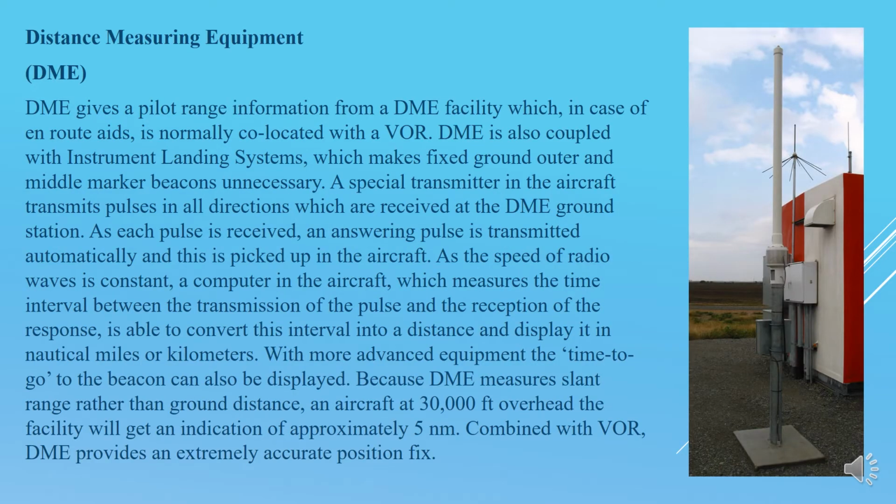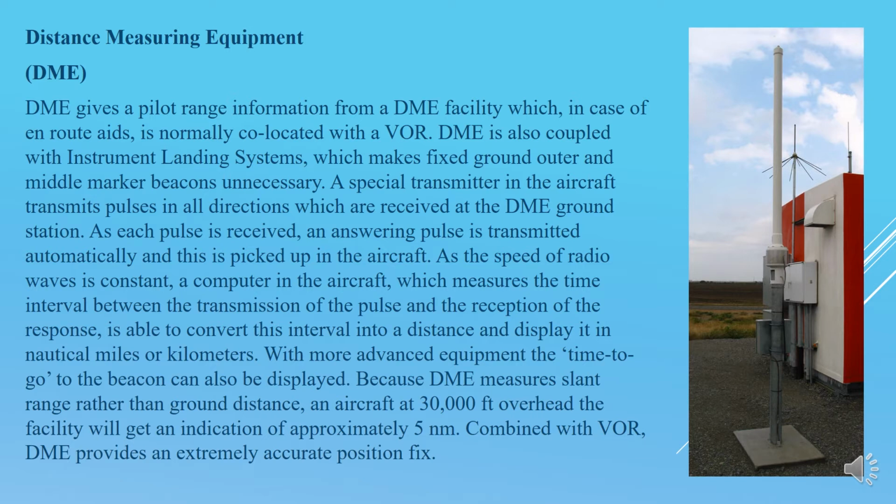Distance Measuring Equipment, DME. DME gives a pilot range information from a DME facility, which in the case of en route aids is normally co-located with a VOR. DME is also coupled with instrument landing systems, which makes fixed ground outer and middle marker beacons unnecessary. A special transmitter in the aircraft transmits pulses in all directions which are received at the DME ground station. As each pulse is received, an answering pulse is transmitted automatically, and this is picked up in the aircraft.